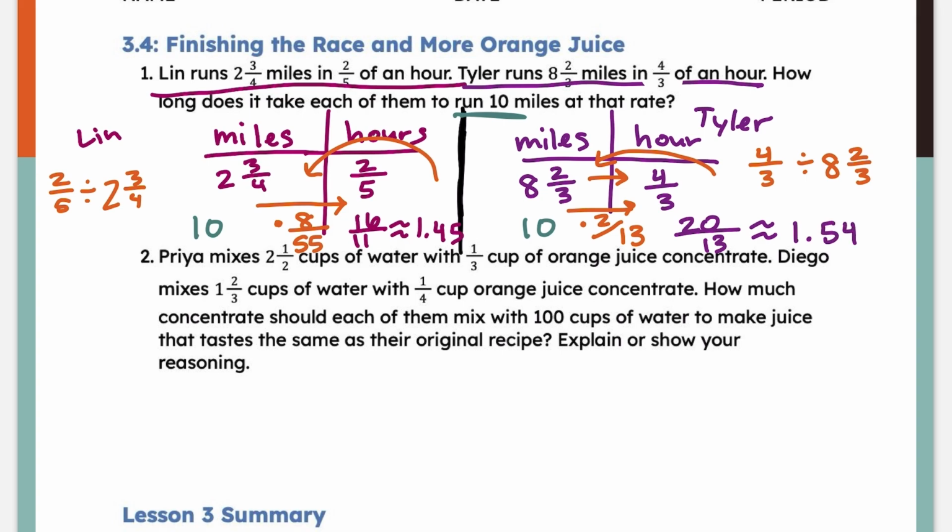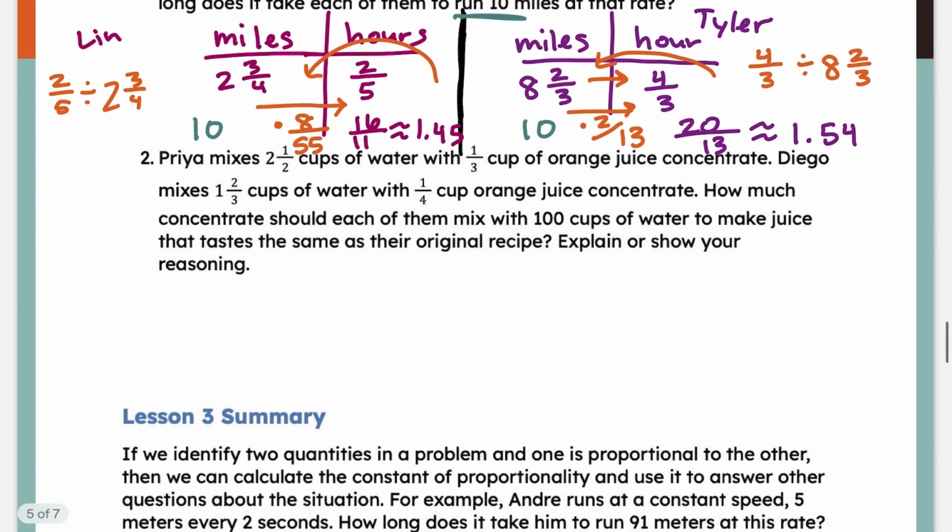1.54 hours. Who ends up being faster now that we have something that's similar to compare in 10 miles? Lynn. If Lynn is running 10 miles, it will take about 1.45 hours, where if Tyler is running 10 miles, it will take about 1.54. So we can see that Tyler takes a little bit longer, so Lynn is running faster. Let's move on to the last one, Priya.